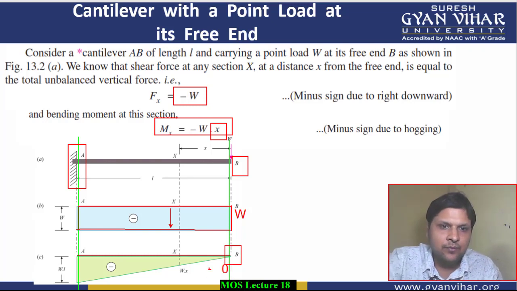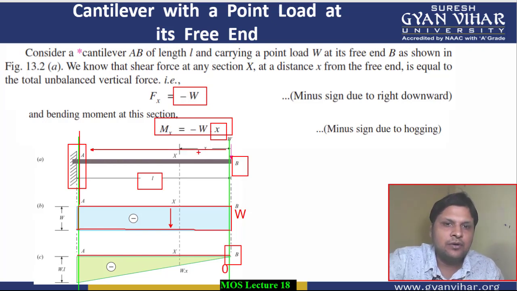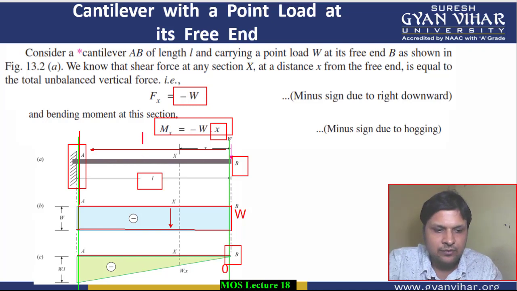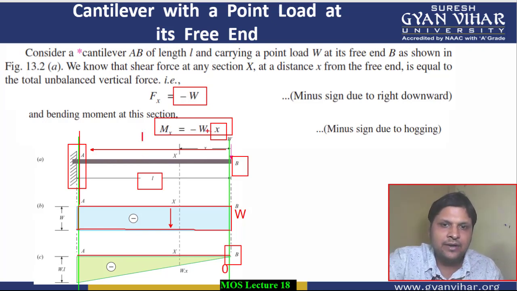Then taking the extreme left point, end point A, the value of x becomes equal to L, since the distance of the section at point A from point B is L. If in place of x you write L, it will be equal to WL. So at end point A, the value will be equal to WL.